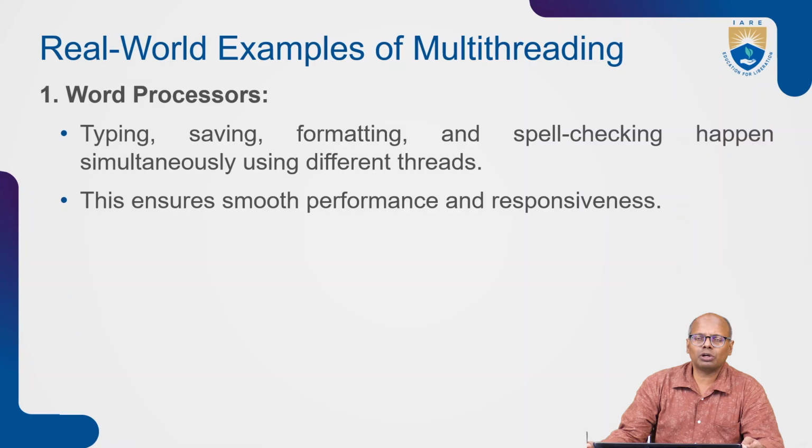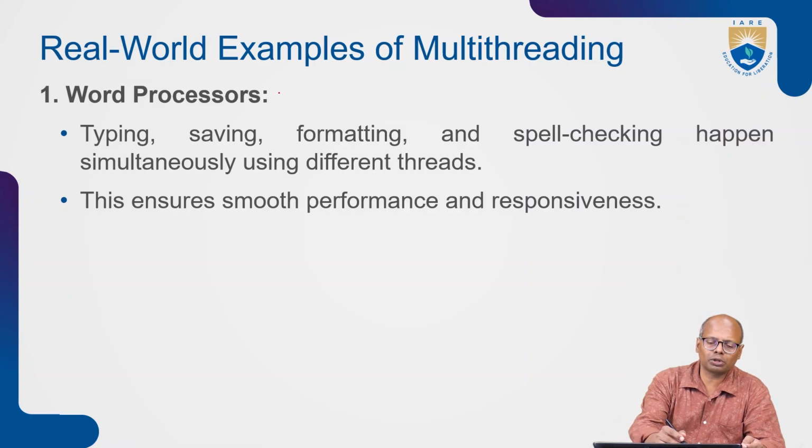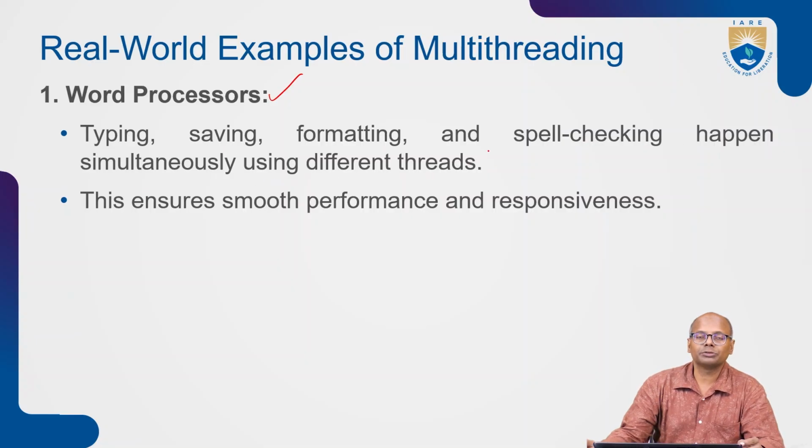Now coming to the real world examples of multi-threading. The word processor: typing, saving, formatting and spell checking happen simultaneously using different threads. As we type, you can see that spell checking is also happening, and sometimes auto formatting is also happening in your word processor, and after frequent intervals of time, the auto saving is also happening. Even though you are not saving, in the background, after some time, periodically, the saving is happening automatically.